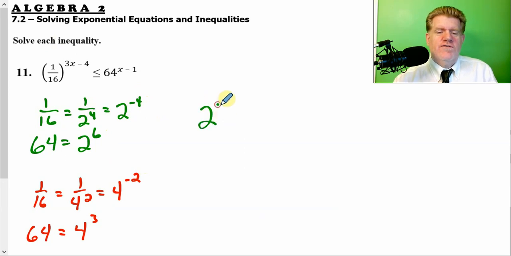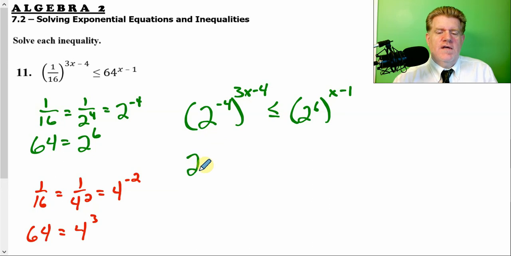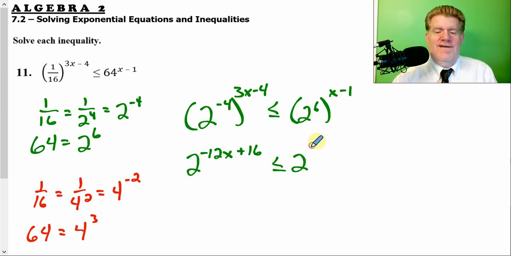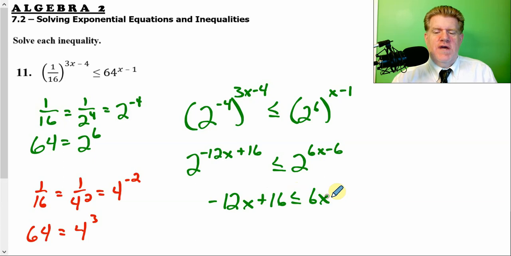So 2 to the negative 4 to the 3x minus 4 less than or equal to 2 to the 6th x minus 1. Multiply those through, distribute, and 6x minus 6. Once I know the bases, whoa, I don't even have a base, so that's not good. Okay, once I know the bases are the same, I can set these equal to each other. Not equal to each other, I can compare them because this one's less than that one.